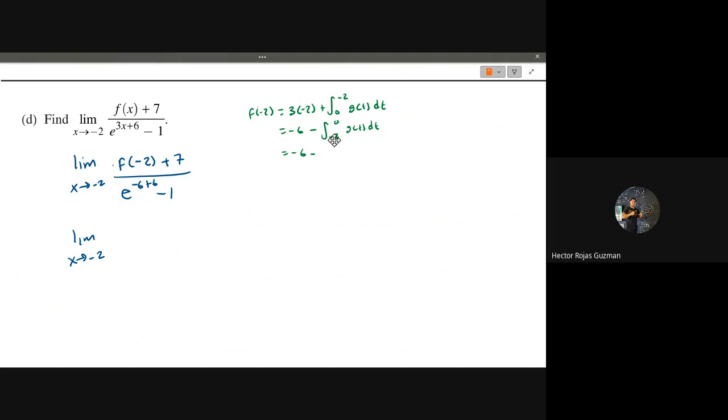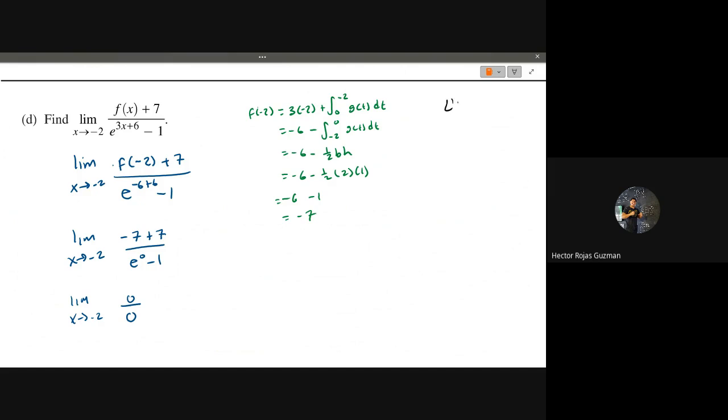-6 minus. From -2 to 0, we have a triangle. So we're going to use 1/2 base times height. The base is 2. The height is 1. -7. So f of -2 is -7. Which is 0 over 0. Now you can use L'Hopital's. The first point is for showing that you get 0 over 0.